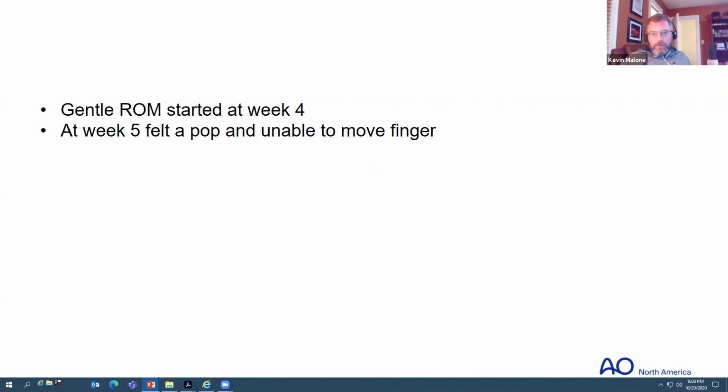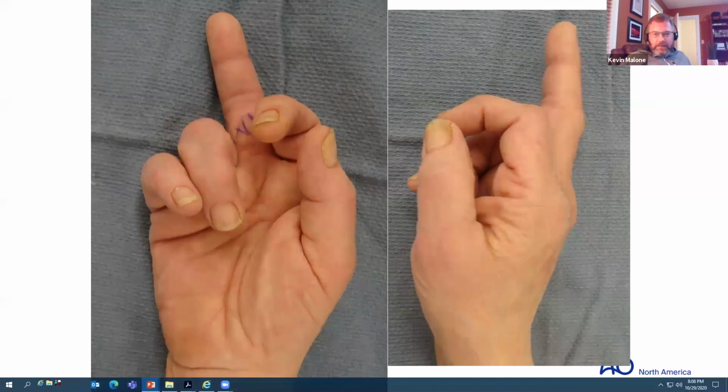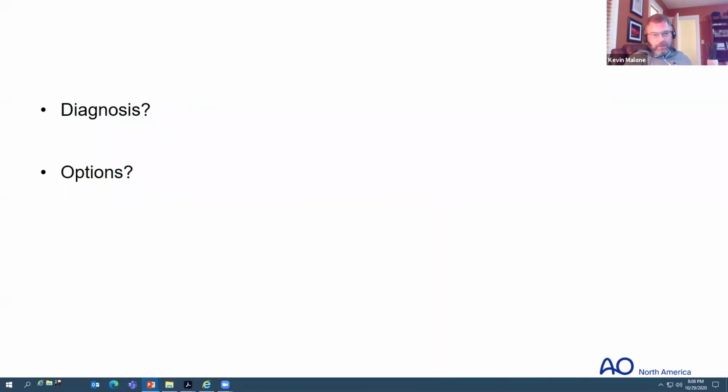At this point, she was unhappy that she was permanently giving the middle finger to everyone, and now she was ready to consider something. Next slide. This is essentially what her hand looks like when she comes back after that pop. Next slide. The diagnosis here was a flexor tendon rupture, likely underneath the A2 pulley, right where the fracture occurred.